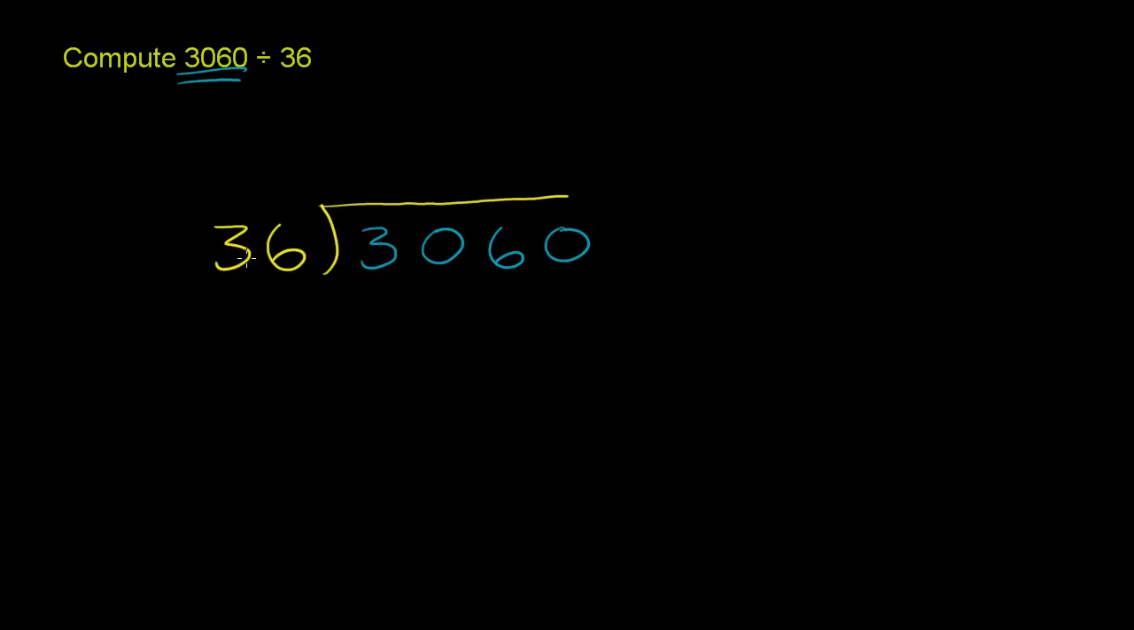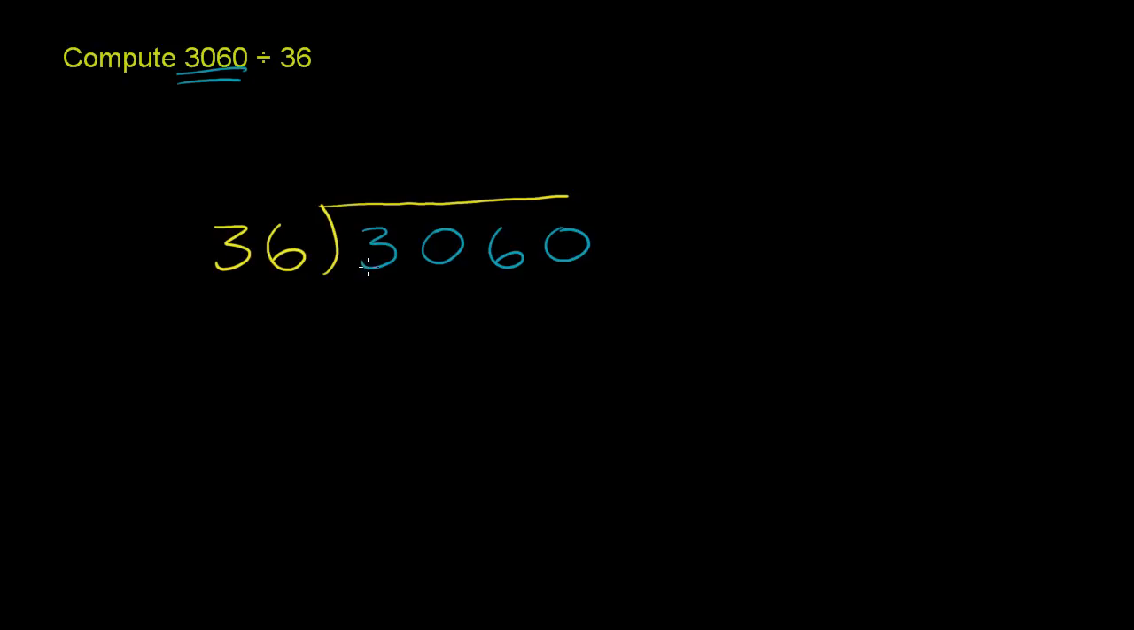Now this is interesting because we're dividing by a two-digit number, by 36. But we're going to see in this video that the process is exactly the same way. There's just going to be a little bit more mental estimation going on. But we'll do it explicitly here, so hopefully it won't be too bad. So we first look at 36.